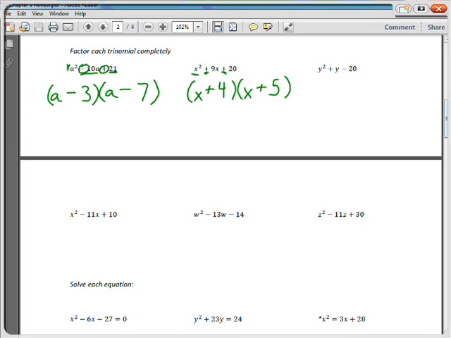And the next one. Again, it's going to factor into the product of two sums. And I'm going to have a y here and a y here. This sign is a minus. Whenever that sign's a minus, I know that one of them has to be positive, the other one has to be negative. Next, I need to find two numbers. When I multiply them, they equal a negative 20, but when I add them, they equal a positive 1. Those two numbers will be a positive 5 and a negative 4.